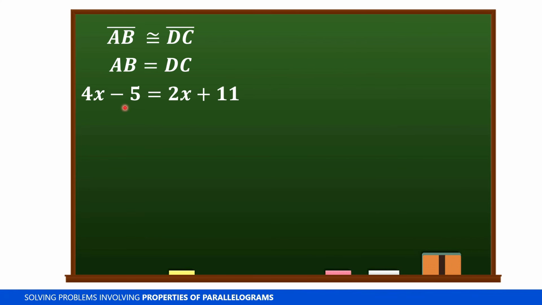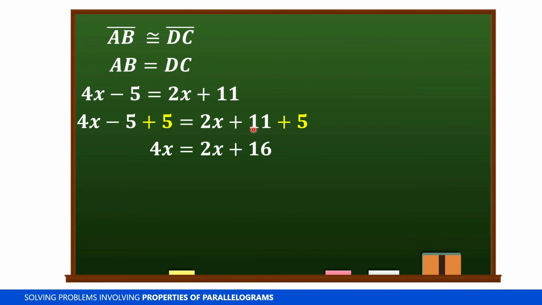First, we have to determine the value of x. So here, we have to eliminate negative 5 on the left side. So we have to use addition property of equality. To eliminate negative 5, we have to add positive 5 to both sides of the equation. So let's just copy 4x and then negative 5 plus 5, that is equal to 0. And then on the right side, let's copy 2x, and then 11 plus 5, that is equal to 16.